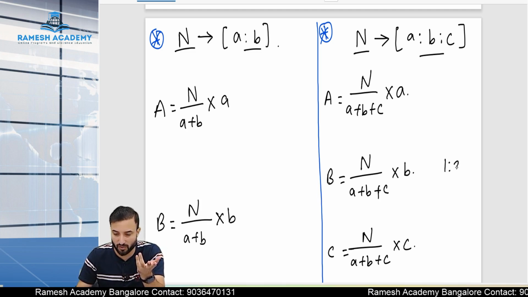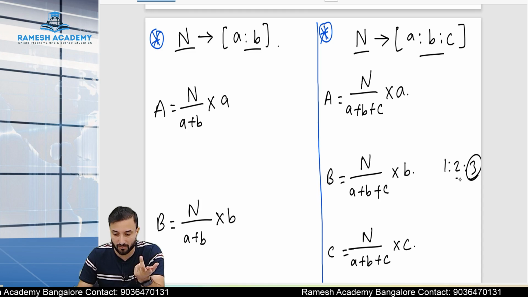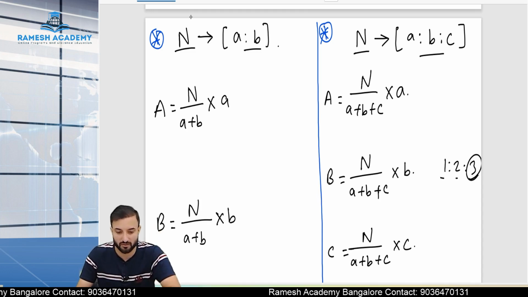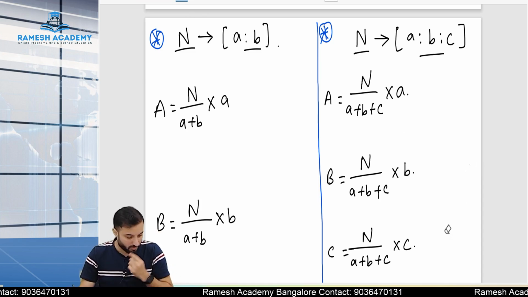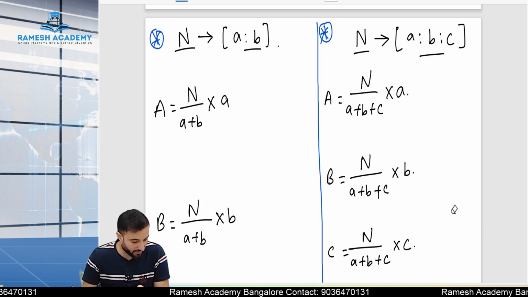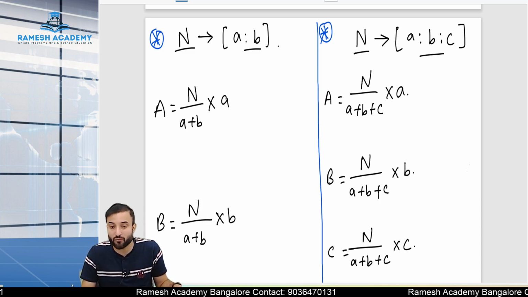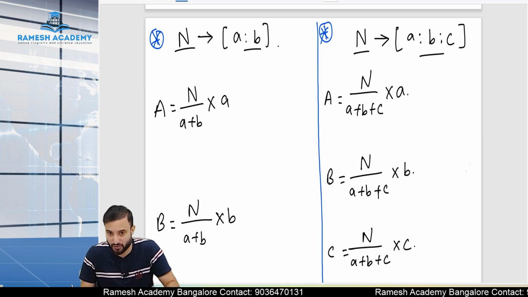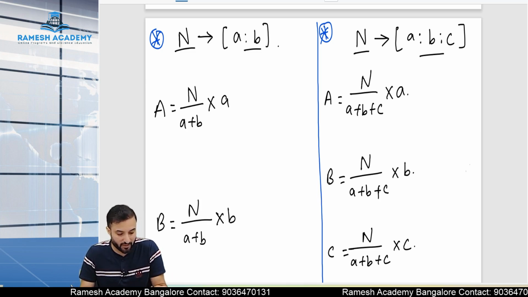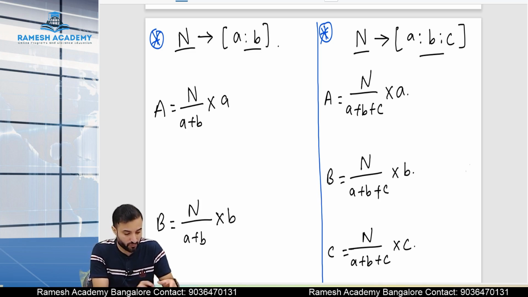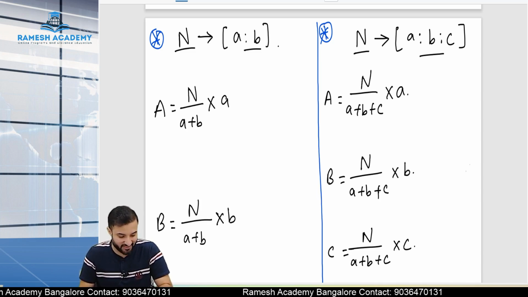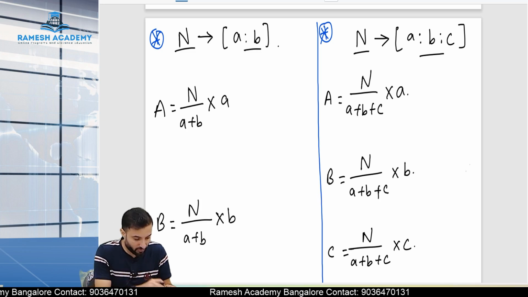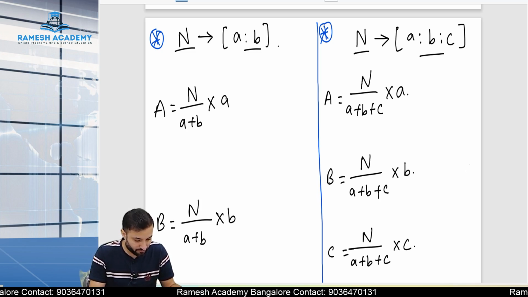So suppose the ratio is 1 is to 2 is to 3. We will use 3 for the third part, 2 for the second part, 1 for the first part. That's it. So pause it and understand it, because this is the end of the concept of ratios, not the proportion. Now we will go for the concept of proportion.